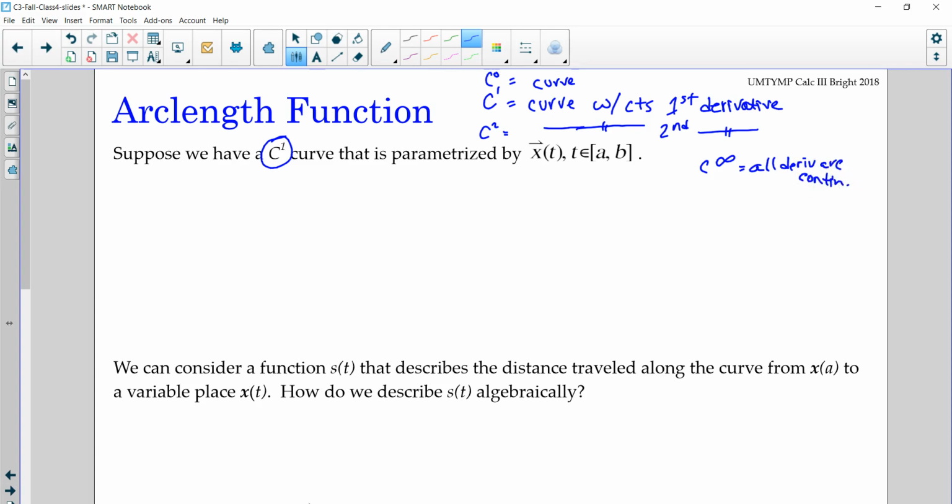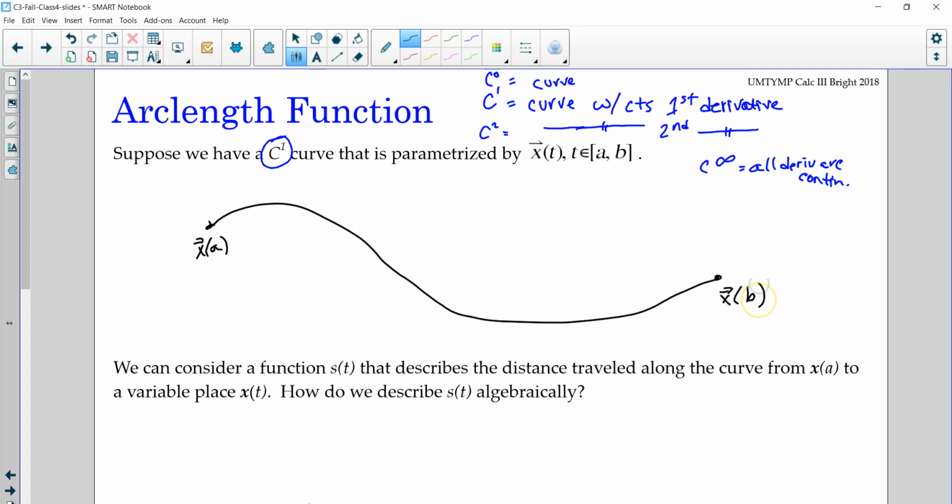Something like a cosine curve, right? You can differentiate that however many times you want, and you're going to get something that's continuous. Okay, so we have a curve that is C1 parameterized by x of t. Let's just draw this little sketch in here. That's going to be our curve, and so we have vector x at A to denote the beginning, and then vector x at B to denote the endpoint.